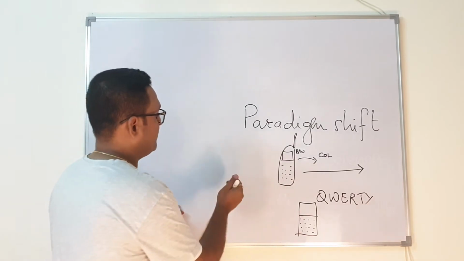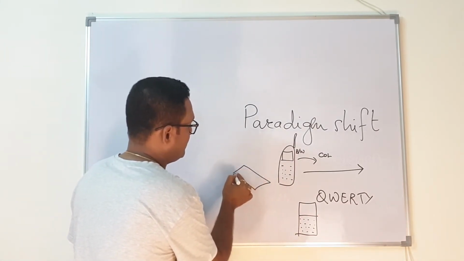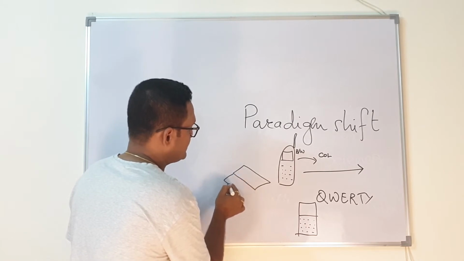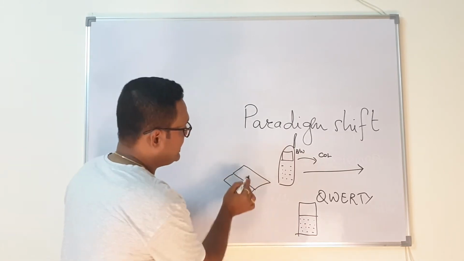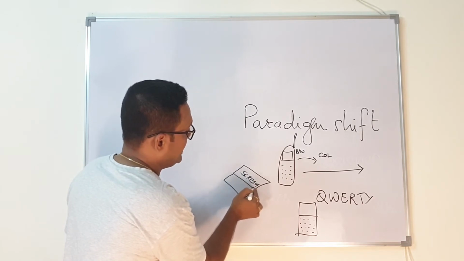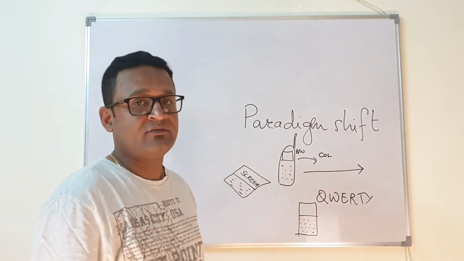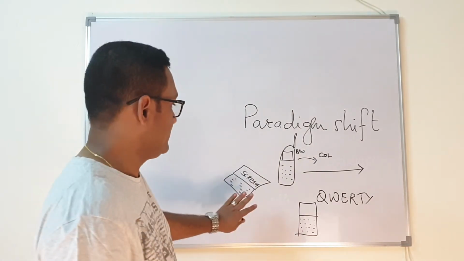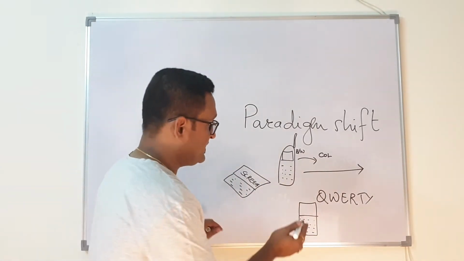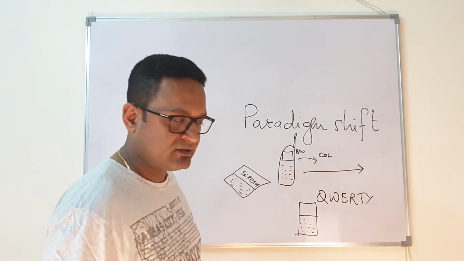Then came the flip phones, right? So here there is a flip phone, not like the Samsung one which has come. Here it was a complete screen, and here there was the keyboard, right? So this kind of phones came. Now this provided what? The screen has been enlarged, right? So we had an enlarged screen.